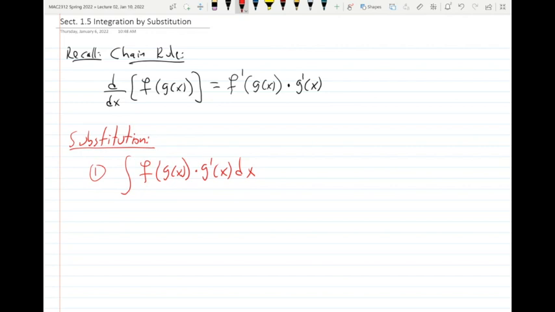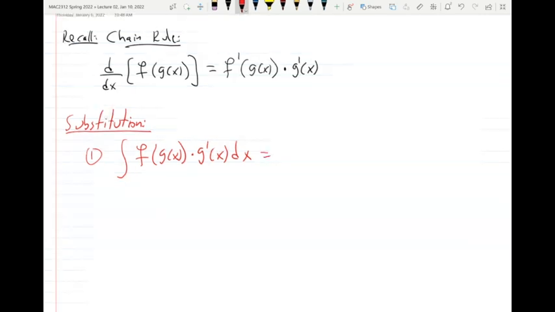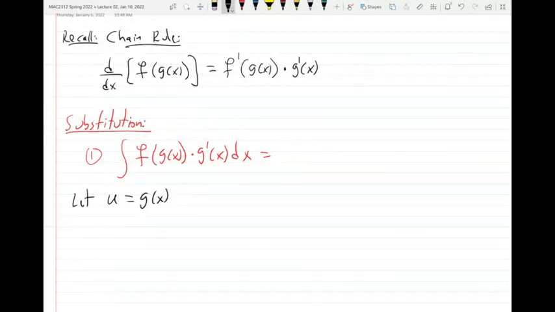So if you see something that has this format, then you can pretty easily calculate this, because you can do the following. You can let u be equal to g of x, and if you do that, then the derivative of u is the derivative of g. So du is going to be equal to g prime dx. You can think of this as taking the derivative of u with respect to x, so du/dx equals the derivative of g, which is g prime. I just moved the dx over here, because now we're looking at differentials, okay?